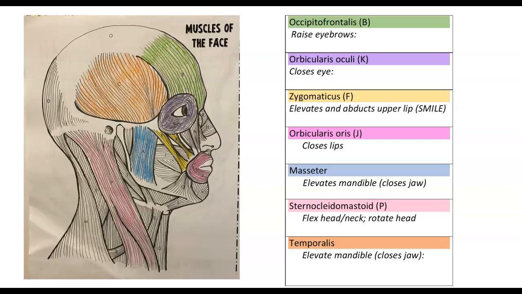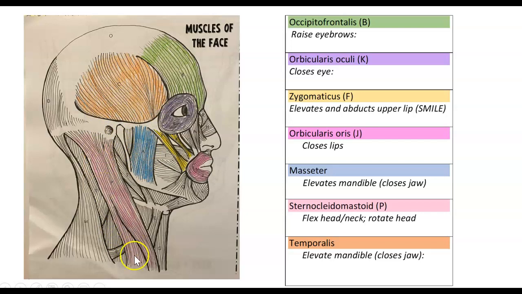So you've raised your eyebrows, you've winked, you've smiled at the person across. And then you've got your orbicularis oris here, which is going to close your lips. Everyone wants someone who's a good listener, right? So don't talk, close your mouth. And then you have the masseter muscle and the temporalis muscle up here, which do the same thing. They're going to close your jaw. So here's your masseter, and here's your temporalis way up here on the side.